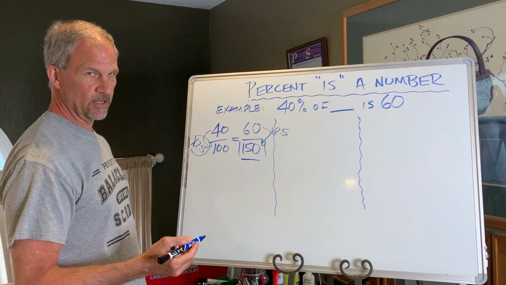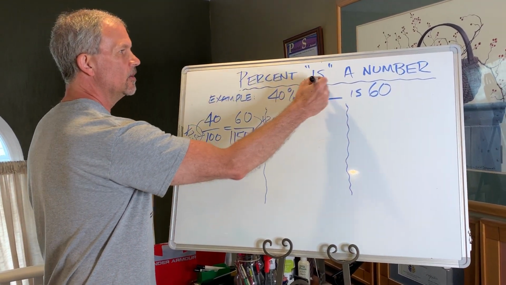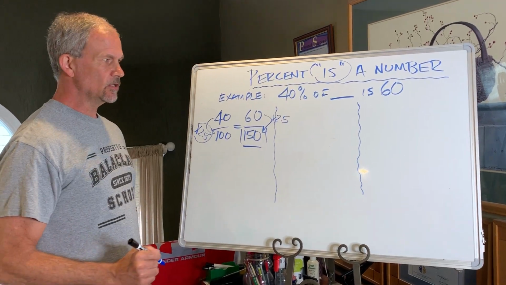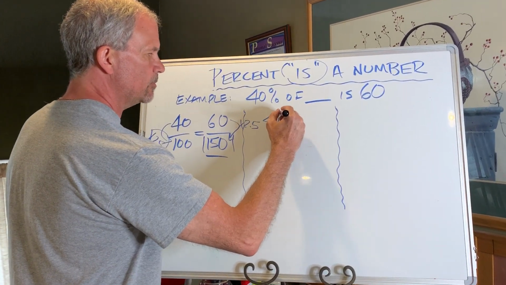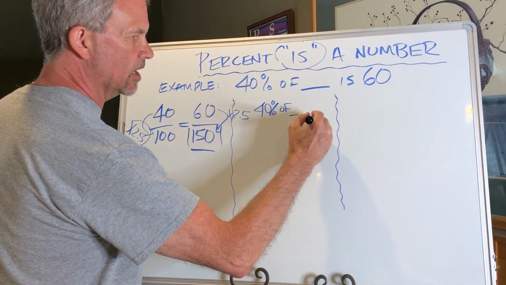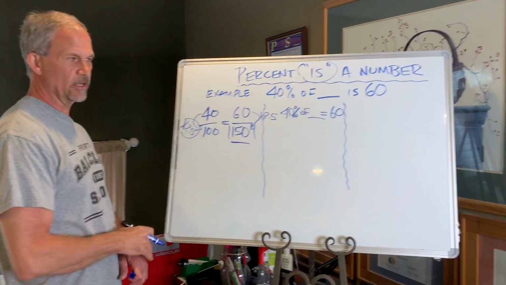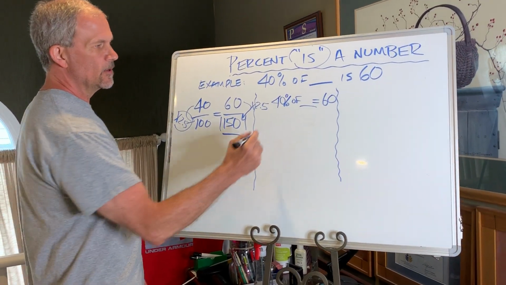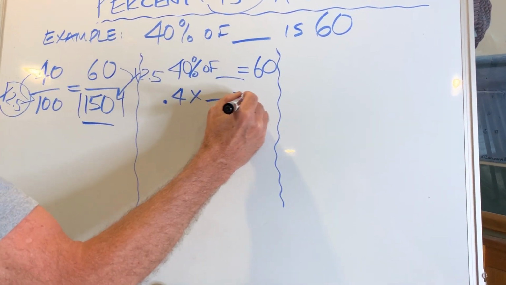Notice these numbers are different. I had 24 over there, now I got 150. It all depends on what I'm asked to do. Same decimal kind of situation, 40% of something is 60, okay? I need to put a something in there. I don't know what it is. Convert to decimal, 0.4 times something is equal to 60.